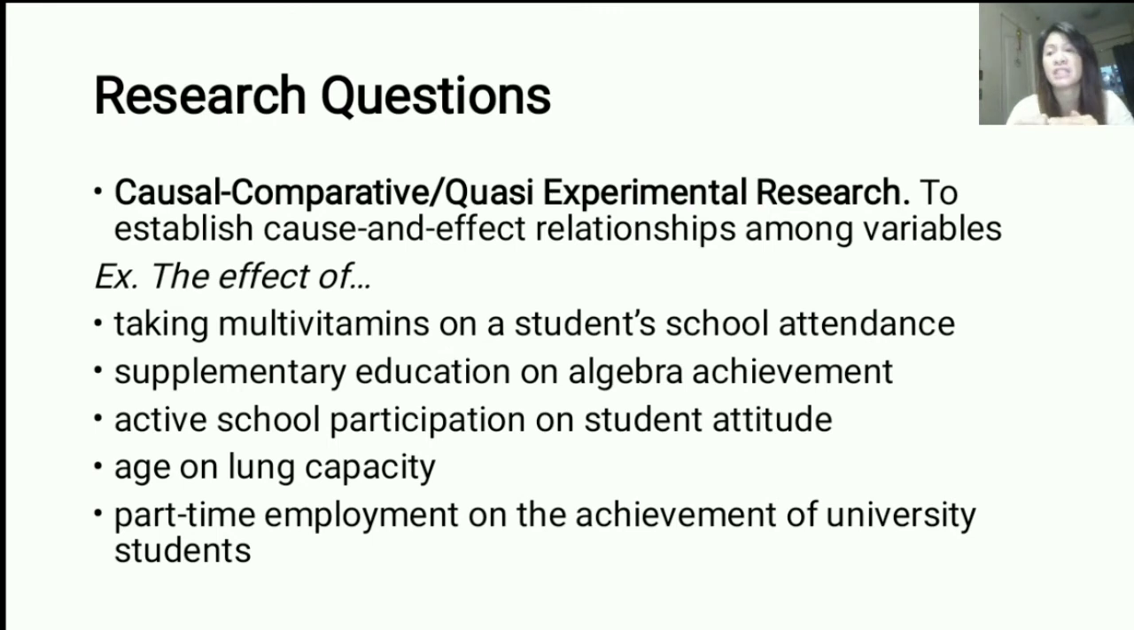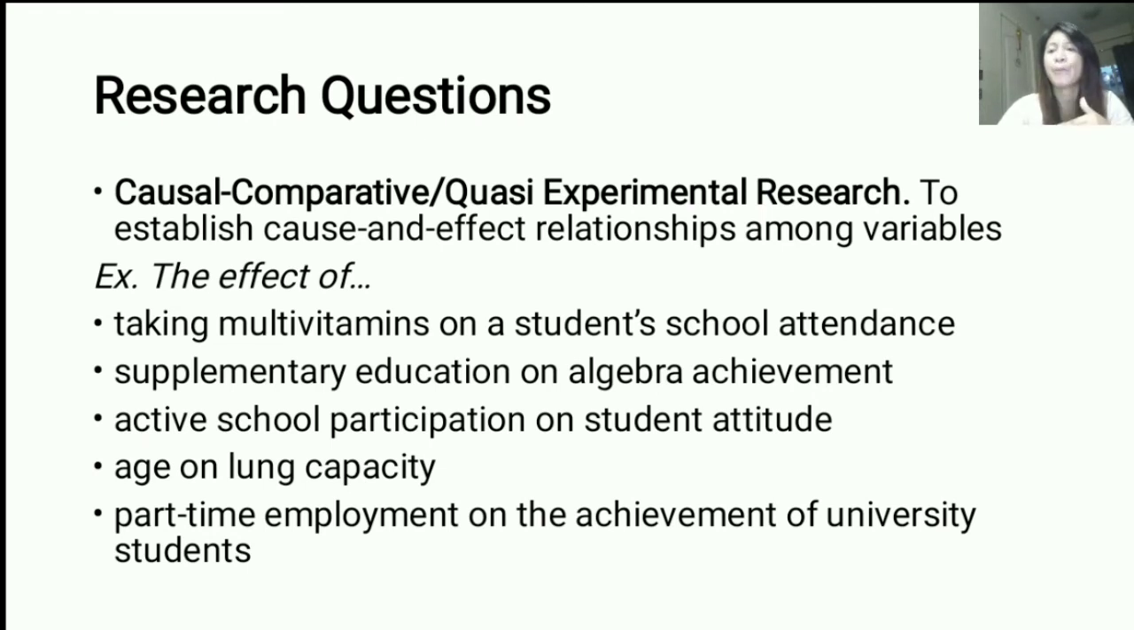So you see here, for example, in the first example, taking vitamins on students' school attendance. School attendance is the dependent variable. Is taking vitamin affecting the school attendance of students? So taking vitamins is the independent variable, and student school attendance is the dependent variable. The next example, supplementary education on algebra achievement. So the dependent variable here is algebra achievement. Is it affected by the supplementary education?